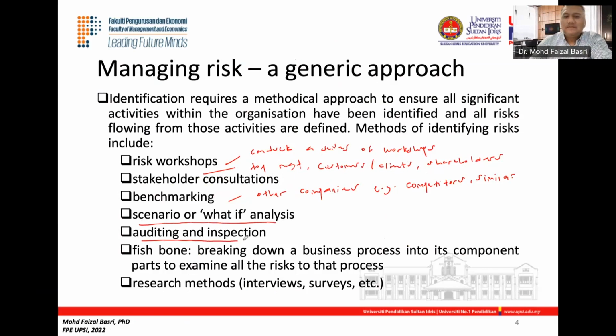Auditing and inspection usually comes from the audit reports. As one of the internal controls, companies usually have their own audits, and the output of this audit is usually audit reports. These audit reports can highlight all the relevant risks that are exposed by certain departments or sections of the business. So these audit reports are very important to highlight the possible risks that they have.